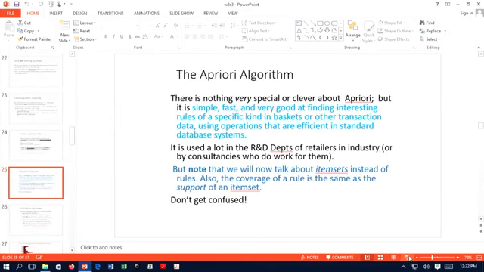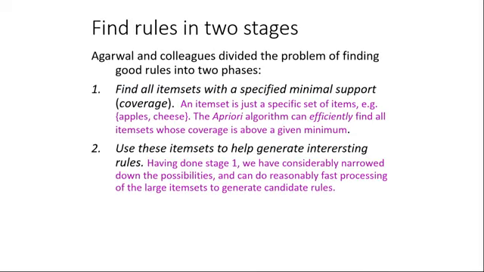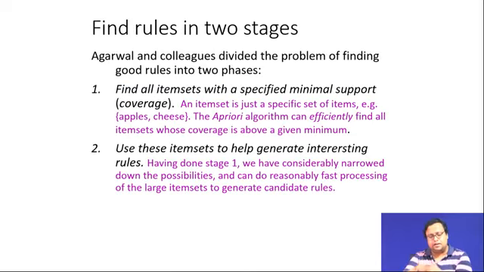So, I was talking about finding the rule in 2 stages. First, find all items with a specified minimal support. First of all, you will not do it for everybody. I will only find out those which have minimal support.